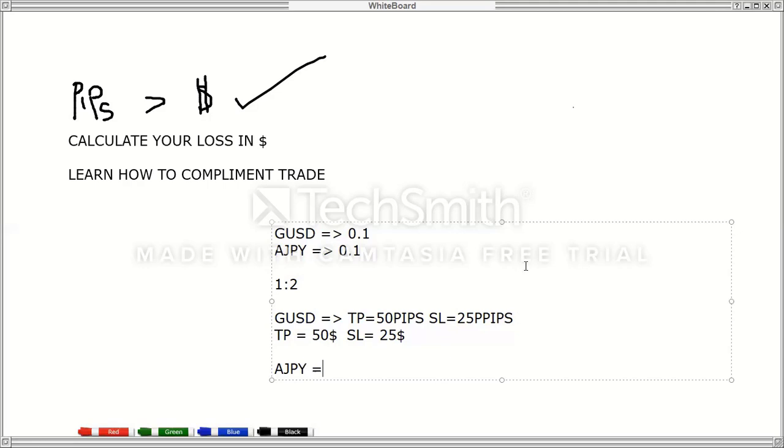But now, look, since I'm using the same lot size, I'm using everything. So I say TP also, remember, 1:2, 50 pips, and SL 25 pips, right? So TP is going to be $50 as usual, and my SL is going to be $25.